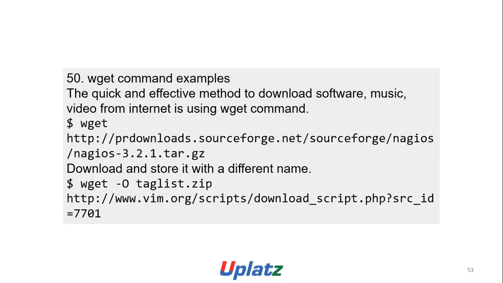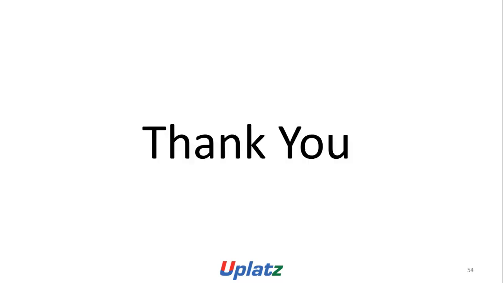Wget command example. The quick and effective method to download software, music, and video from the internet is using the wget command: wget http://prdownloads.sourceforge.net/sourceforge/nagios/nagios-3.2.1.tar.gz. Download and store it with a different name: wget -O taglist.zip.